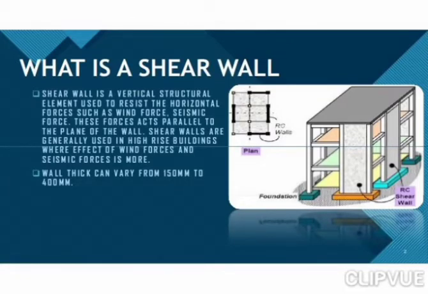Today we will study what a shear wall is. A shear wall is a vertical structural element used to resist horizontal forces such as wind force and seismic force. These forces act parallel to the plane of the wall. Shear walls are generally used in high-rise buildings where the effect of wind and seismic forces is more. The wall thickness can vary from 150 mm to 400 mm.